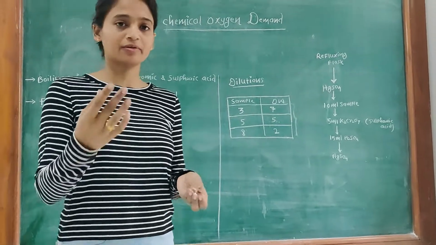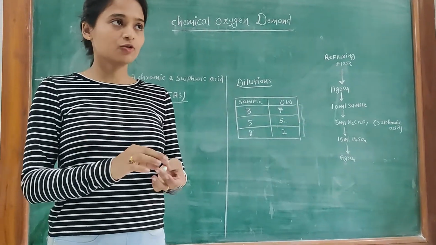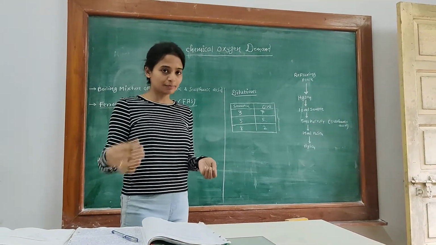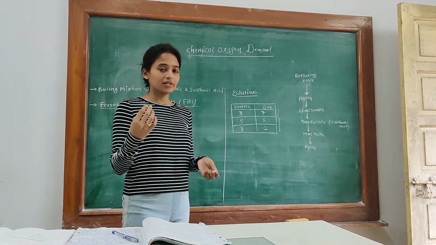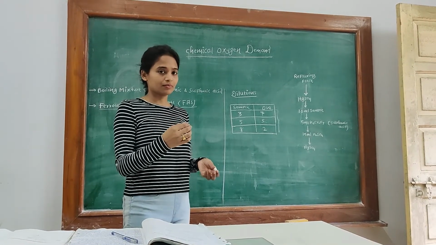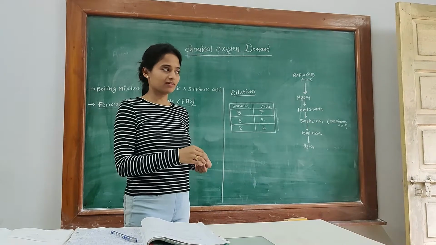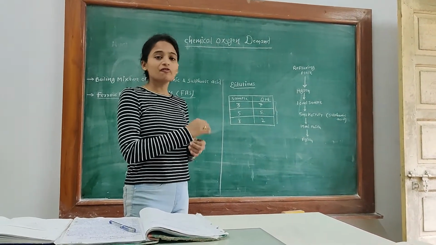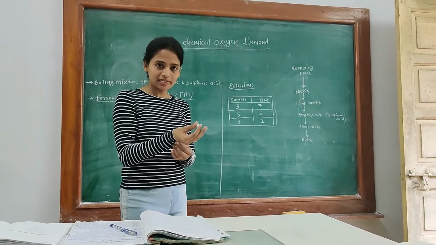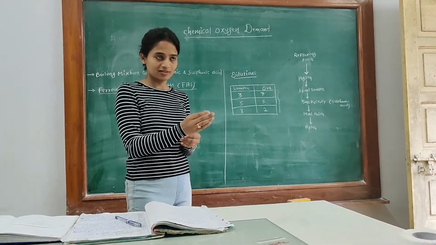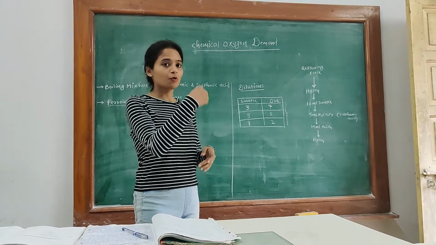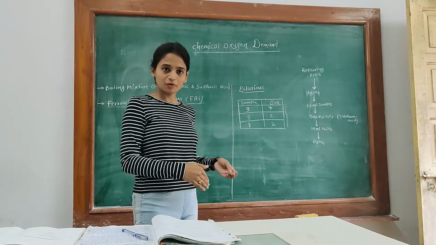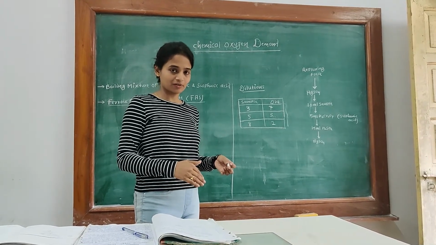This is quite complicated, but I am telling you in simpler words. What we are calculating, by titration, is the remaining potassium dichromate. If more organic matter is present in that particular sample, then more potassium dichromate will be used, and the less organic matter there is, the less potassium dichromate will be used.